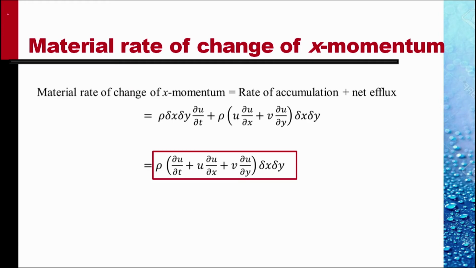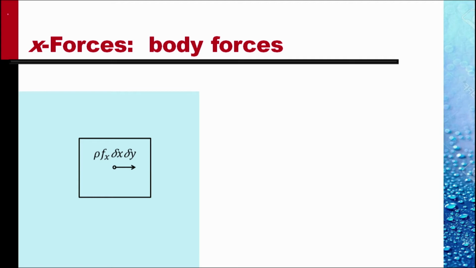So, the material rate of change of x momentum associated with the control volume is equal to the rate of accumulation plus the net efflux, which becomes rho times del u by del t plus u del u by del x plus v del u by del y, into delta x delta y within the red box. This we carry forward. Now we have to find out the forces acting on this control volume.